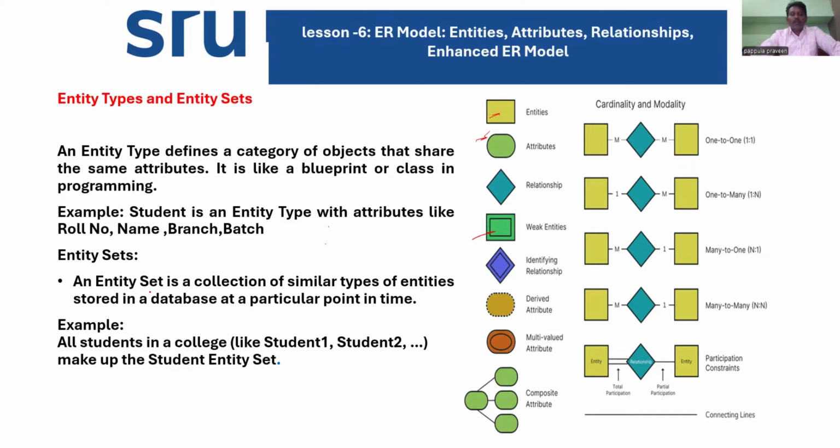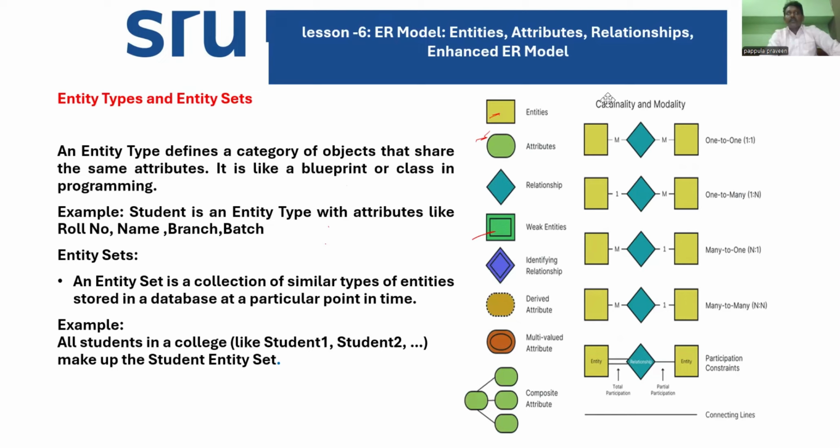Now we have to combine all these for developing a college website. So an entity set means we take the collection of entities; an entity set is a collection of similar types of entities stored in a database at a particular point in time. So all students in a college, like UG student, PG student, and professional student, are entities. These are the important points here.